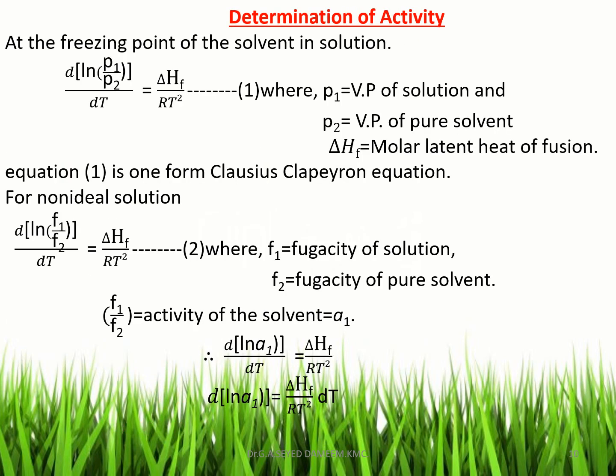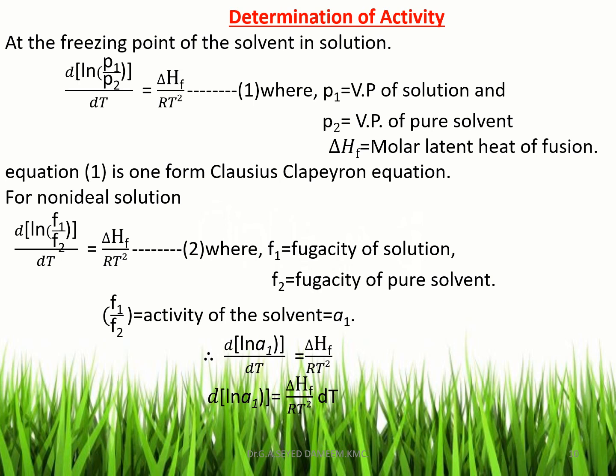Next topic, determination of activity. There are a number of methods to determine activity. One method is the cryoscopic method. In this method, at the freezing point of the solvent in solution, there is an equation d ln P1 by P2 divided by dT is equal to delta HF divided by RT square. This equation is one form of the Clausius-Clapeyron equation. Here P1 is the vapor pressure of solution, P2 is the vapor pressure of pure solvent, and delta HF is the molar latent heat of fusion.